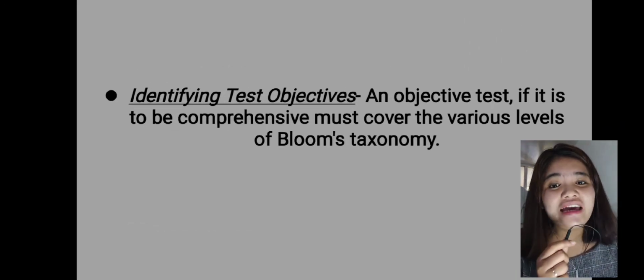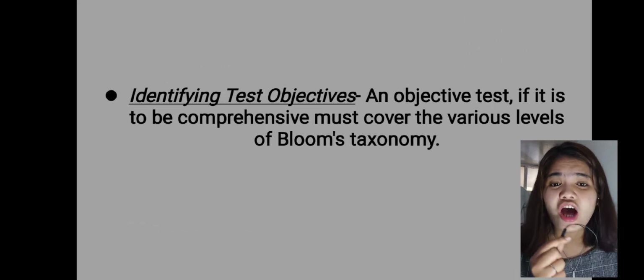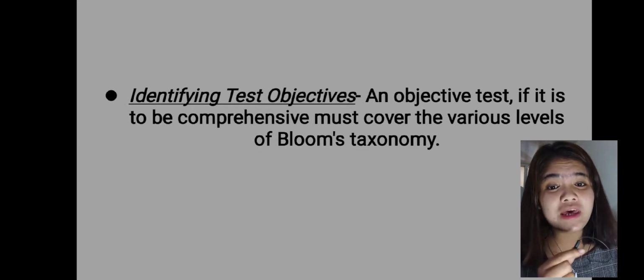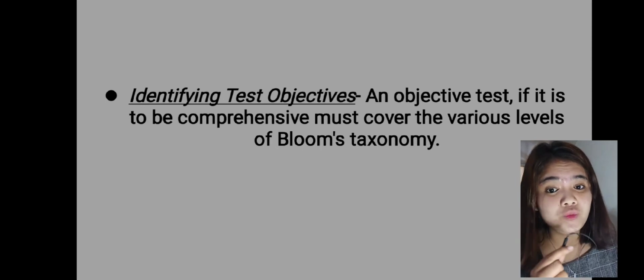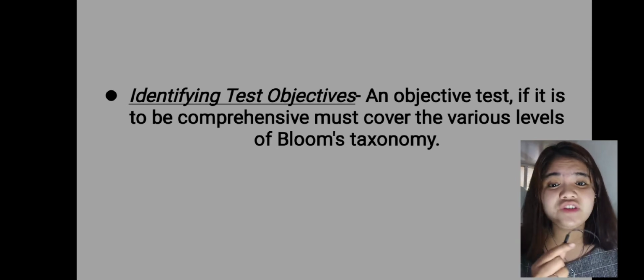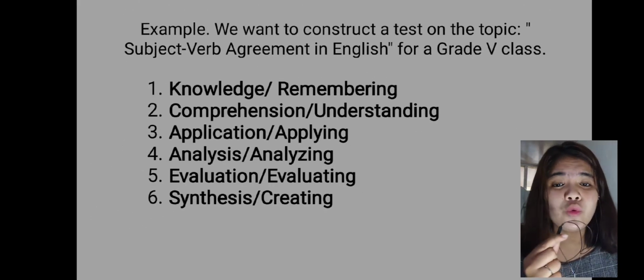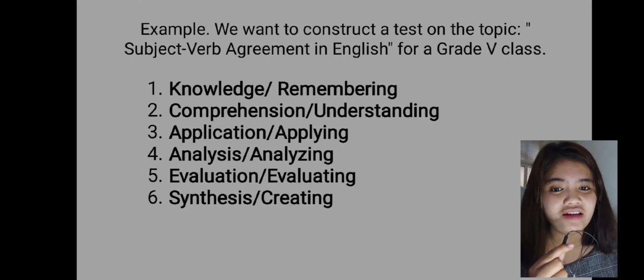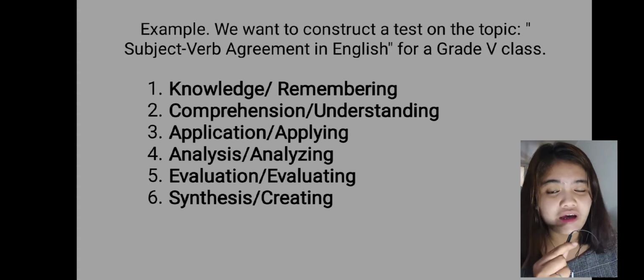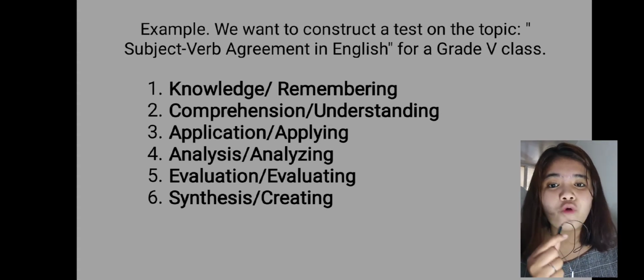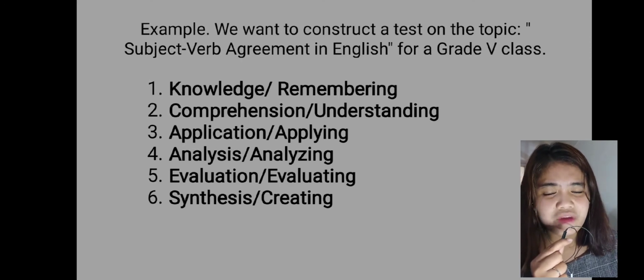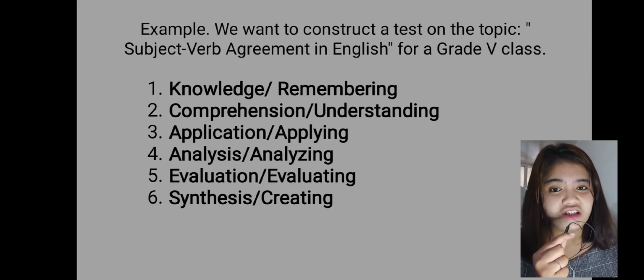First, identifying test objectives. An objective test, if it is to be comprehensive, must cover the various levels of Bloom's taxonomy. Each objective consists of a statement of what is to be achieved, preferably by the students. For example, we want to construct a test on the topic subject-verb agreement in English for a grade 5 class.